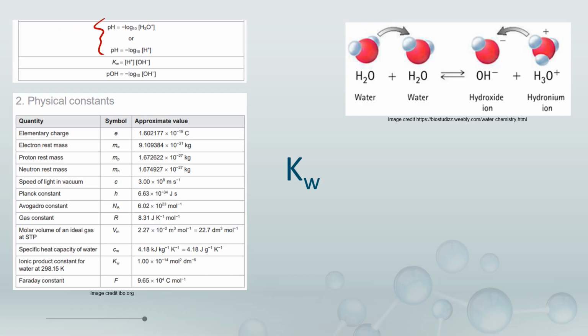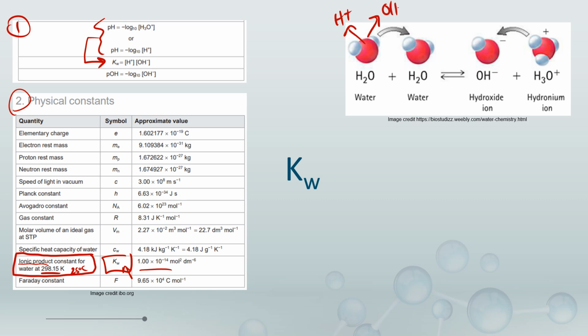Just under our equation to find pH in section 1 of the data booklet is this thing called Kw. Kw is also given to us in section 2 of the data booklet. So it's in 1 and in 2. In 2, it's down here, Kw. The ionic product constant for water at 298.15 Kelvin, which is just about 25 degrees Celsius, is equal to 1 times 10 to the negative 14. What even is Kw? Kw is the ionic product of water. So what happens to water is that sometimes it pops apart. It can dissociate. And so this water molecule could pop apart into hydrogen and hydroxide.